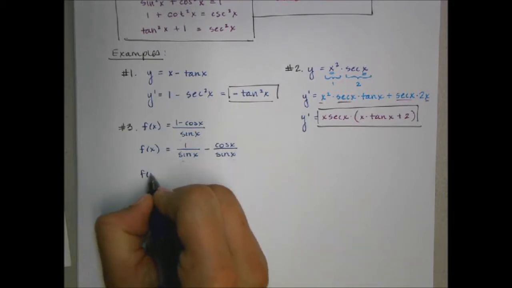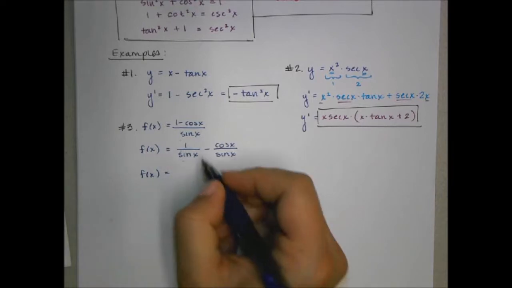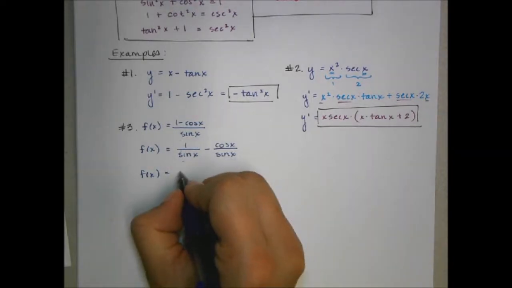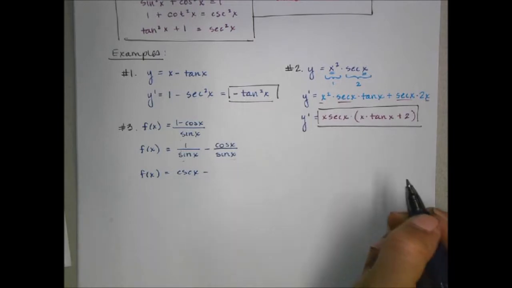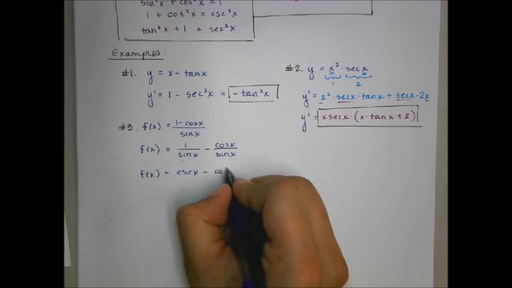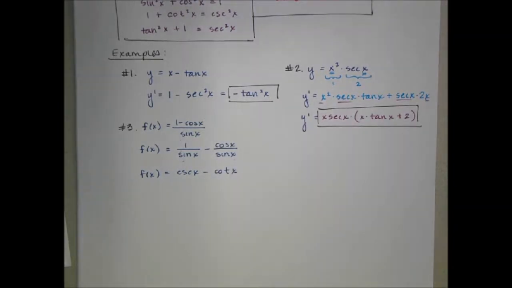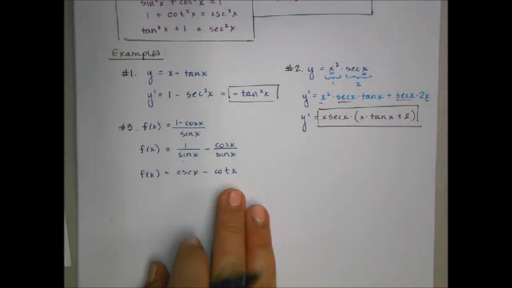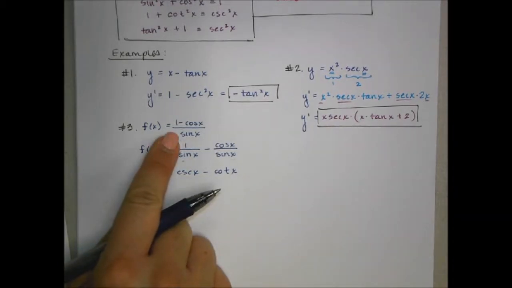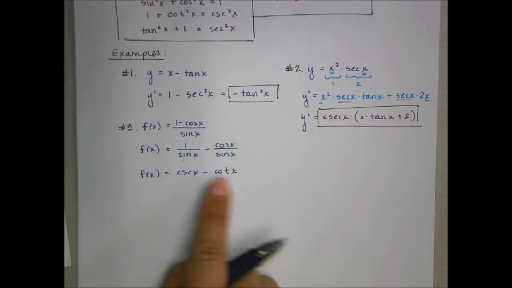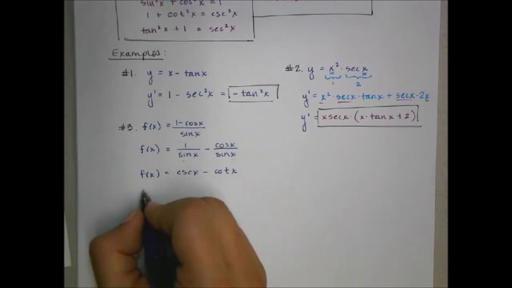1 over sine becomes cosecant. And cosine over sine becomes cotangent. So now this is a nice simpler form. I don't have to use the quotient rule to take the derivative. I can just do the derivative of each trig function individually. So that's what we're going to do now.